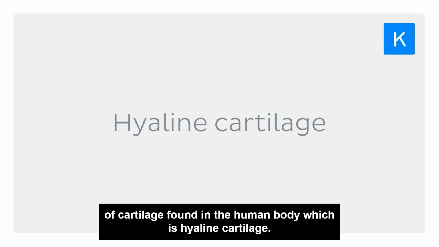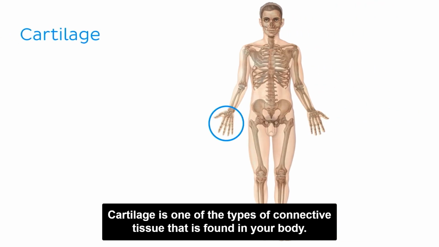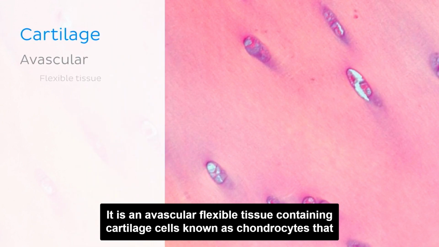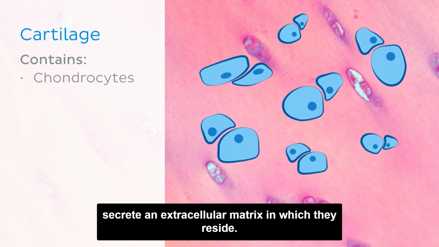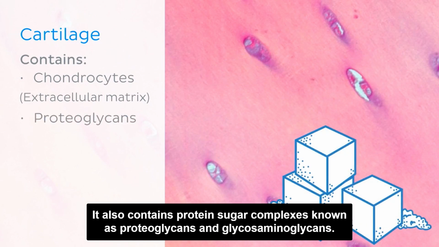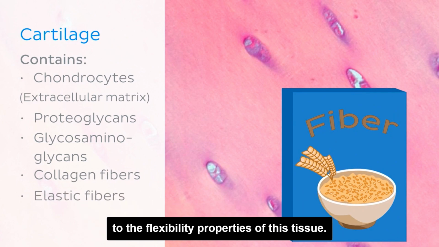In this tutorial we will be discussing the most common type of cartilage found in the human body, which is hyaline cartilage. Cartilage is one of the types of connective tissue that is found in your body. It is an avascular, flexible tissue containing cartilage cells known as chondrocytes that secrete an extracellular matrix in which they reside. It also contains protein sugar complexes known as proteoglycans and glycosaminoglycans. Fibers present in cartilage tissue include collagen fibers and elastic fibers, which contribute to the flexibility properties of this tissue.